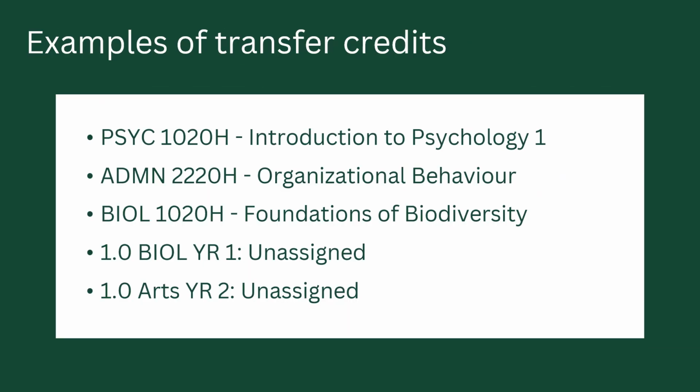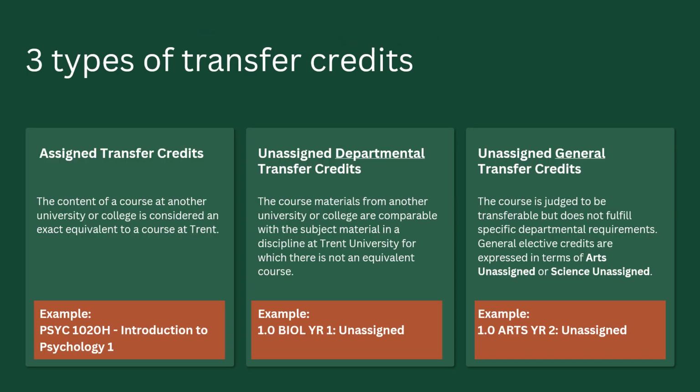Here are some examples of transfer credits that a student might have. The H in the course code tells you it is a half-credit course. Most of our courses at Trent are half-credit courses. We have three types of transfer credits: assigned transfer credits, which are exact course equivalents, unassigned departmental transfer credits, and unassigned general transfer credits. You can see examples of each in the orange blocks at the bottom.